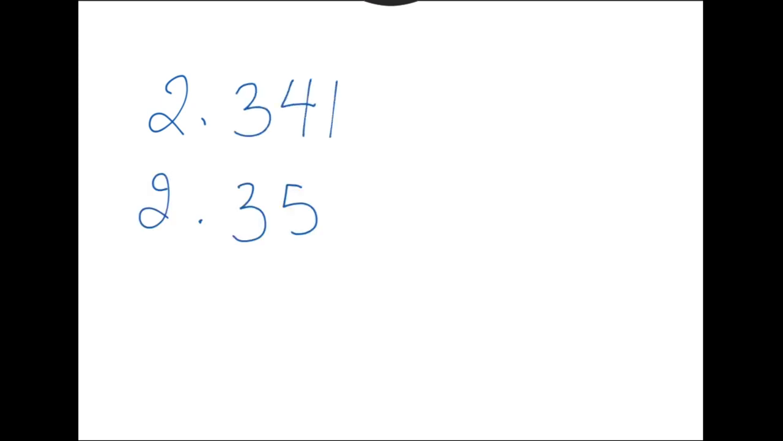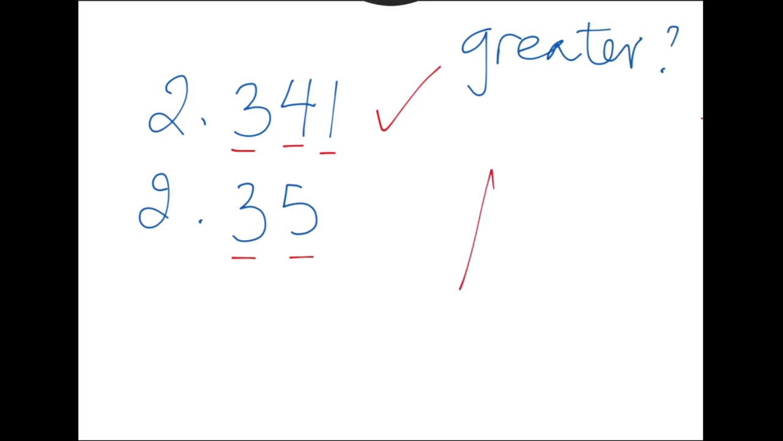Think about this. 2.341 and 2.35. Which one is greater? You may look at the first number and say, hey, I have 1, 2, 3 digits after the decimal. Here I have 2 digits after the decimal. So this one must be greater. But no, that's not how you do it. Let's see how you're supposed to do it. You are supposed to compare the digits in the corresponding places. For example, here I have 2 and 2.